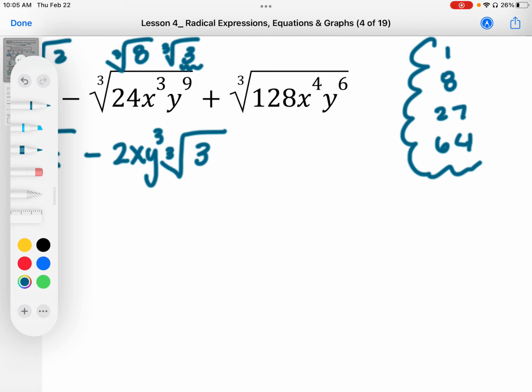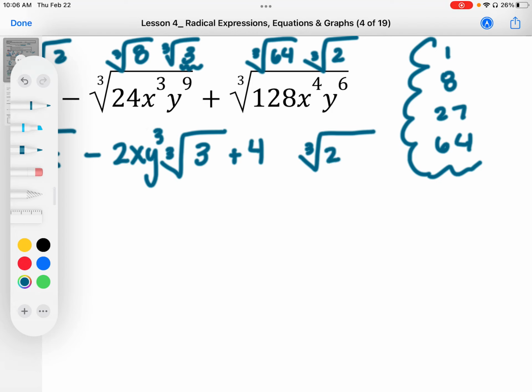All right, and then for the last problem, cube root, let's see what we can split up 128 to. We can divide 128 by 64 and be left with 2. So we're going to have plus, this cube root of 64 is 4, cube root, and we're going to have just that 2 left on the inside. And then we want to see how many times does 3 fit into 4. It's going to fit once, and it's going to have a remainder of 1x. And then 3 fits into 6 2 times, and we'd have none left on the inside.